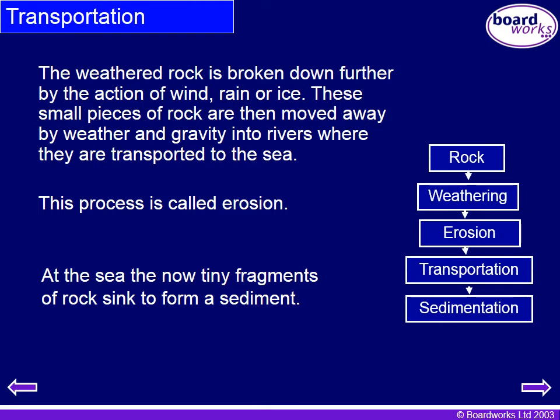So you can see on the side my diagram shows rock. It then goes through weathering, and that can be chemical, physical, or biological weathering. Those little fragments then become the erosion. Those little fragments then are transported, that's transportation, and then it leads to sedimentation, which we'll look at in the next slide.